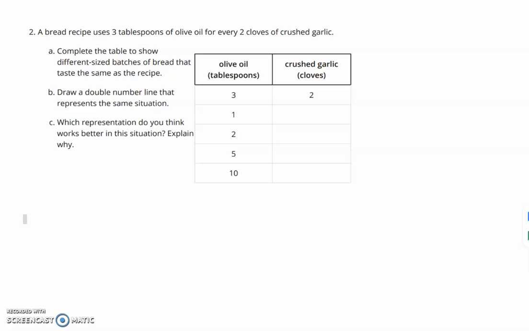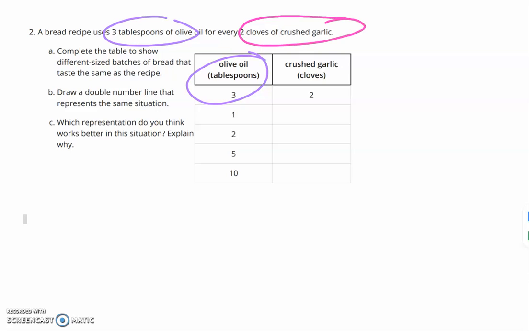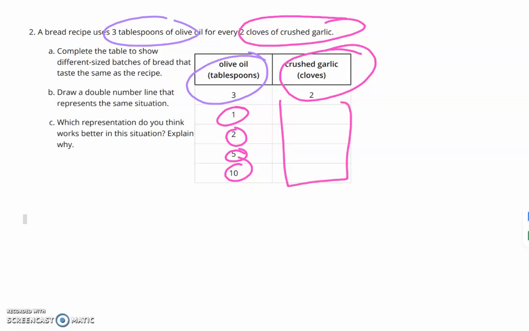So, looking at our table, we have the original recipe. 3 tablespoons of olive oil, 2 cloves crushed garlic. All of these, they're telling us different amounts of olive oil, and we're trying to figure out what amount of garlic would go with that.